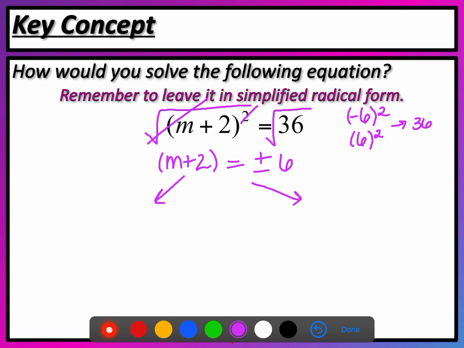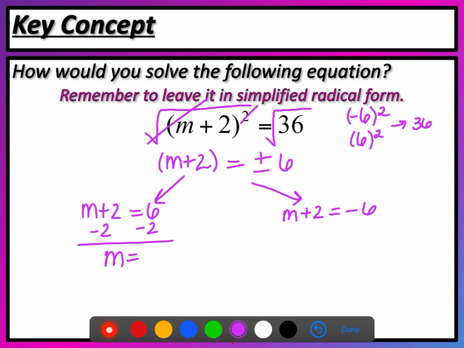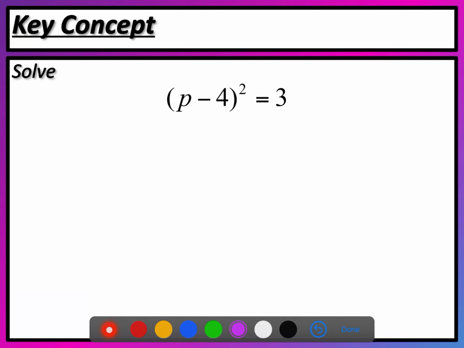So what does that mean? We now solve two separate equations. M plus 2 equals 6. M plus 2 equals negative 6. Okay, we were able to solve that by taking the square root on both sides.